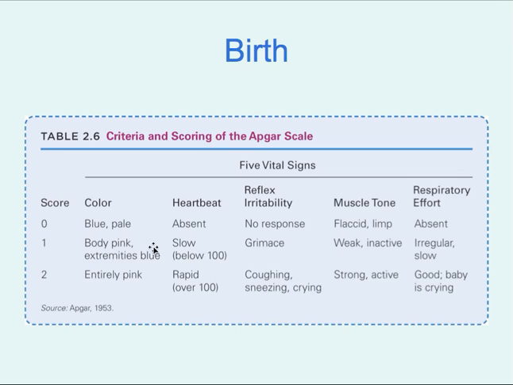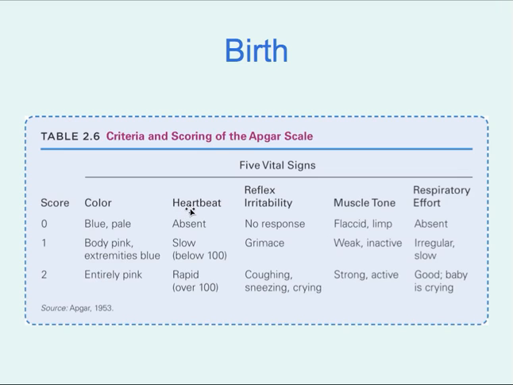The doctor or nurse or whoever is in charge of assigning these values will score the infant based on their color. If they're blue or pale, they get a score of 0 for that. If their body is pink but their extremities are blue, they get a score of 1. And if they're entirely pink, they get a score of 2. So this is really indicative of the level of oxygen in the infant.